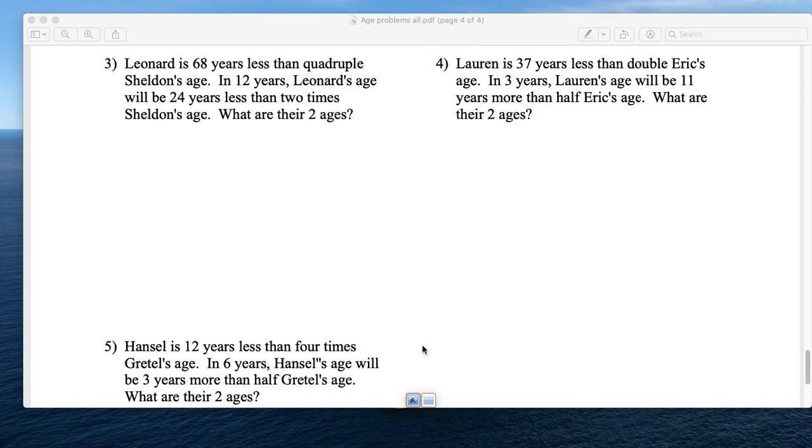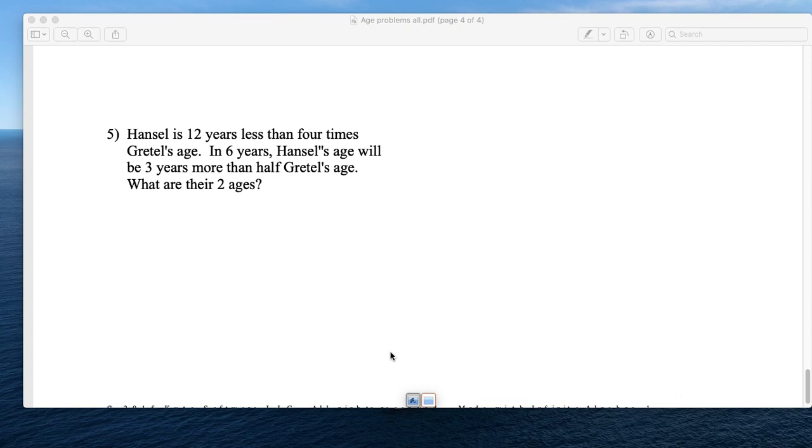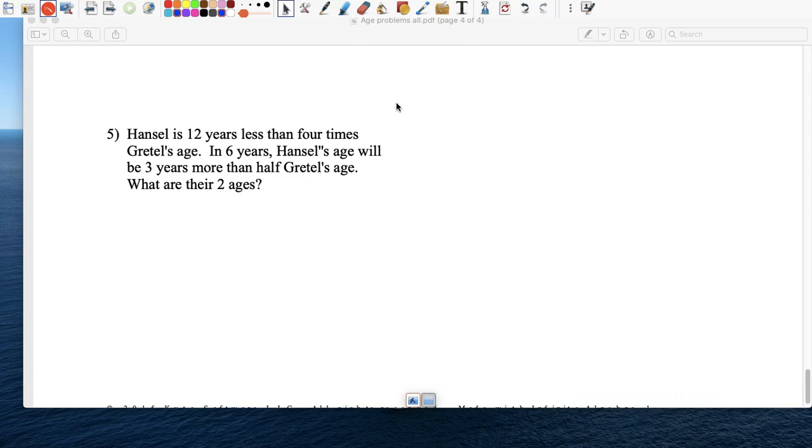Yay, last problem. Hansel and Gretel. So H and G.